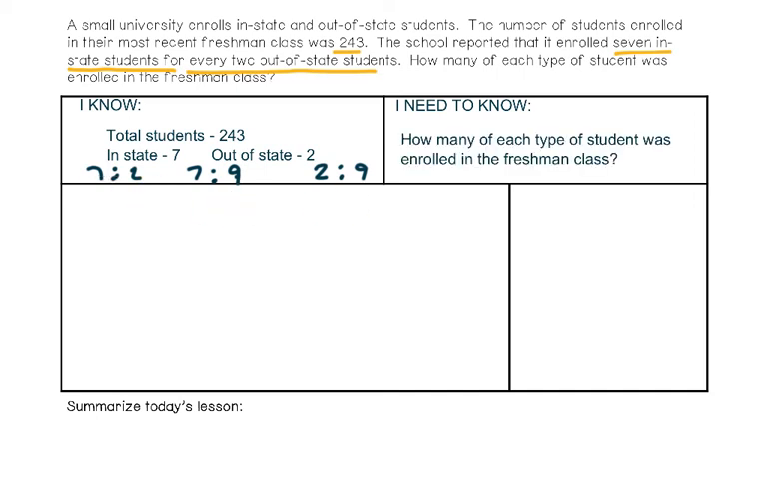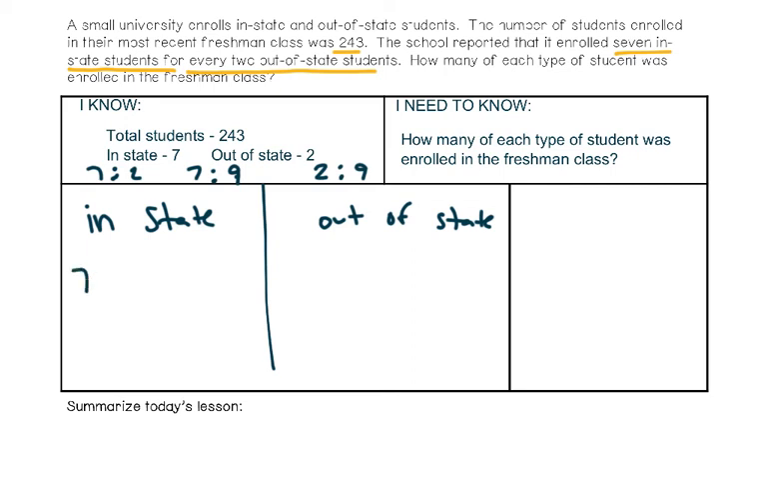But since the question is asking how many of each type of student was enrolled in the freshman class, I need to know about the total. So I need to use that 9 total. So when I look at my plan and my work, I'm going to use this big box. I'm going to compare the 2 ratios for in-state and out-of-state. Starting with in-state, I know that there are 7 in for every 9 total. I know that I want to use total instead of the 2 because I'm looking for how many of each type was in the total freshman class.